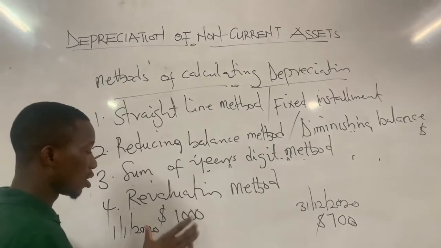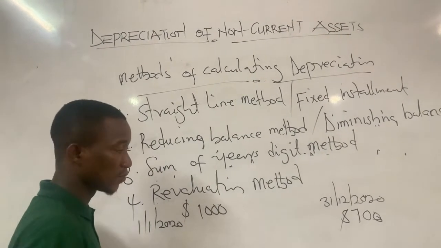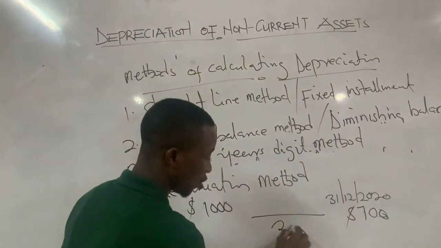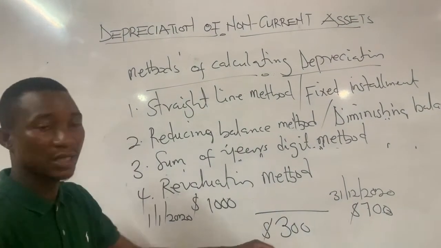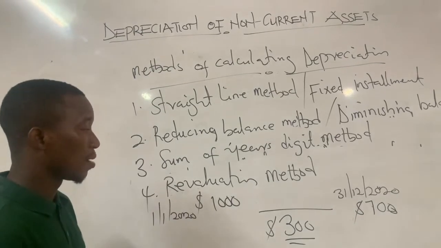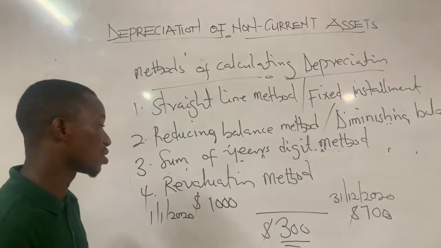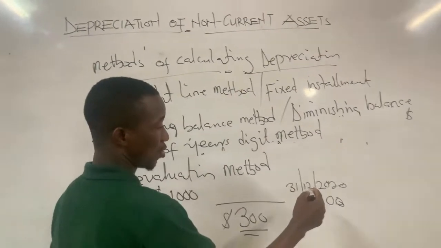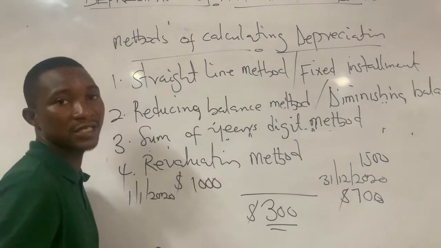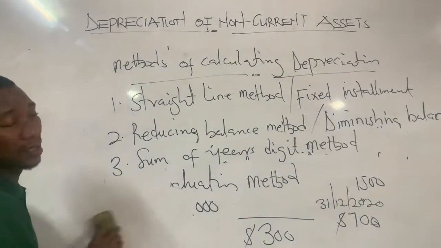So the difference between the opening balance and the closing balance of the asset is what we call depreciation. When the asset decreases in value, the difference here is $300. So this $300 is the annual depreciation for this year, as far as this asset is concerned. But there are situations where the asset value will rather increase. Maybe there is 1,000 at the beginning, at the close maybe 1,500. The difference of 500 is an appreciation, but here we are talking about depreciation. Is that okay? So basically, these are the methods.